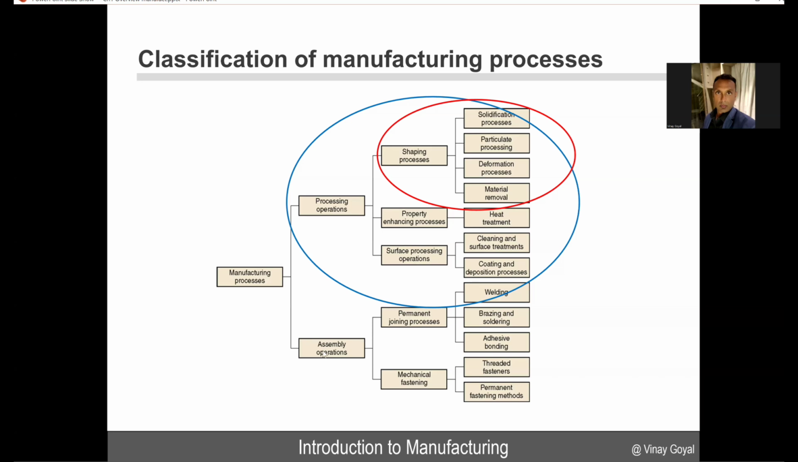And now I go down to assembly operations, which is divided in two. You have permanent joining processes and mechanical fastening. In permanent joining, you're looking at welding, brazing operations, soldering, and adhesive joining. Then you have mechanical fastening, which is threaded fasteners or permanent fastening methods. We'll be focusing on processing operations, and if we have time, I will go into assembly operations. In the red is where we plan to first focus in this course.